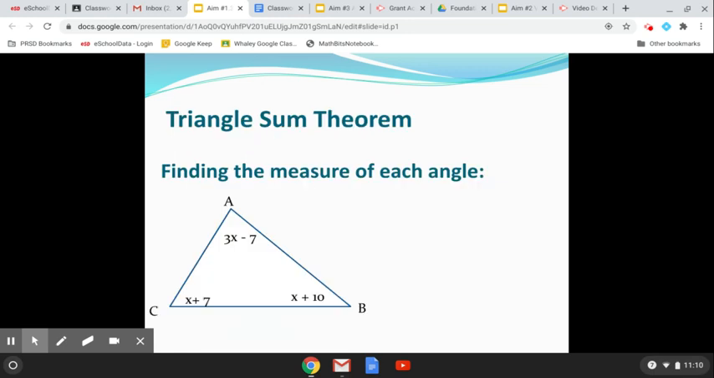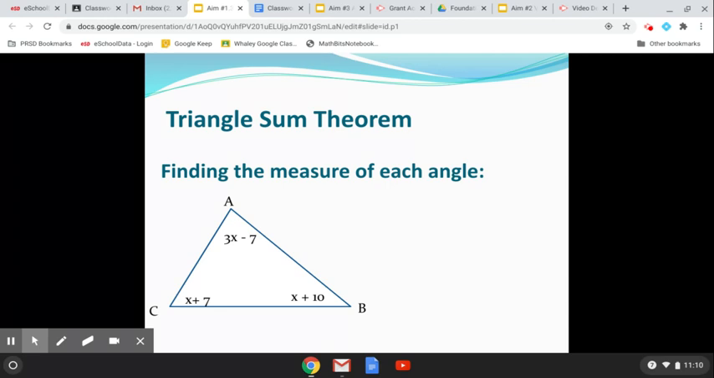Okay, with that in mind, let's start to look at some of the problems that might involve triangles. Now, we know that this thing is a triangle that we're looking at because it's got three sides to it. It's got the three line segments, the three vertexes. Now, I notice that it's got three angles, and the question is asking me to find the measure of each angle.